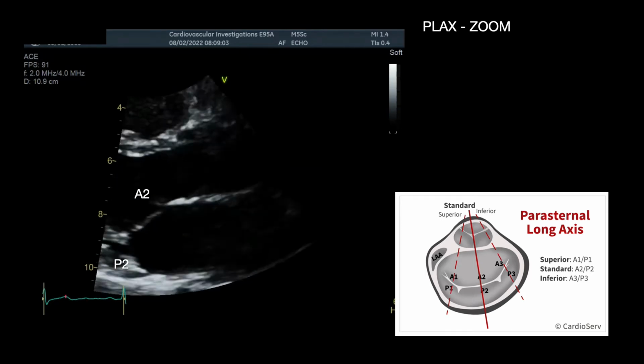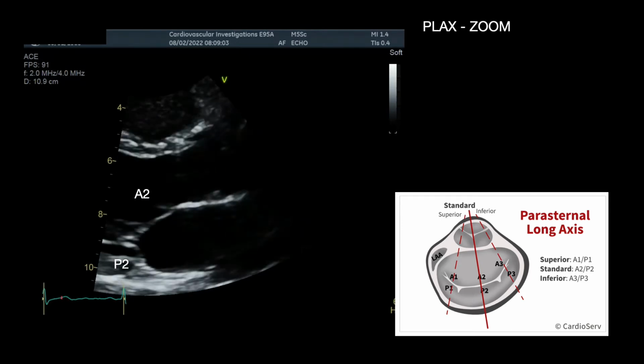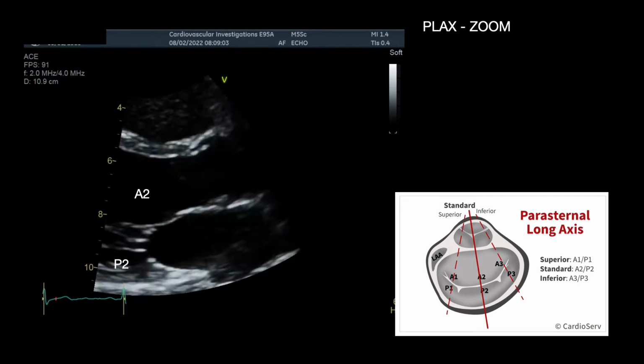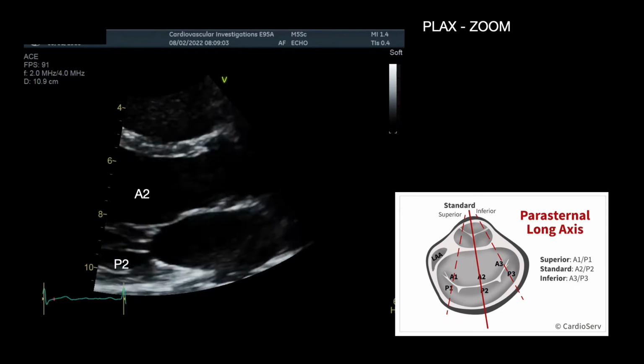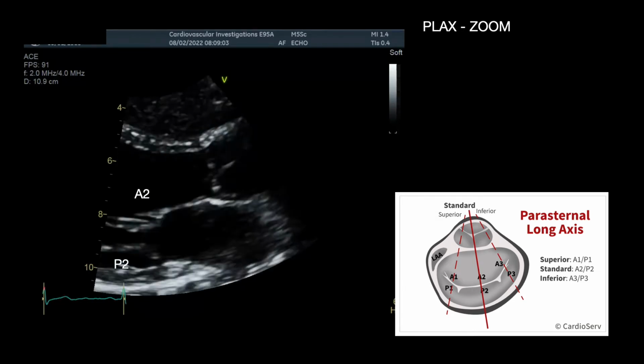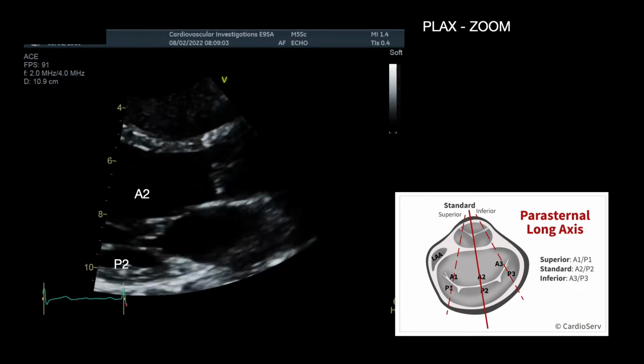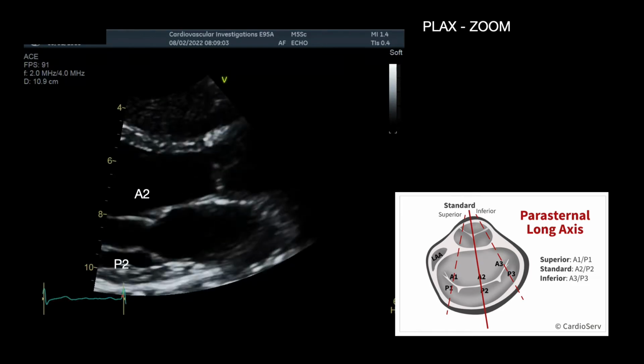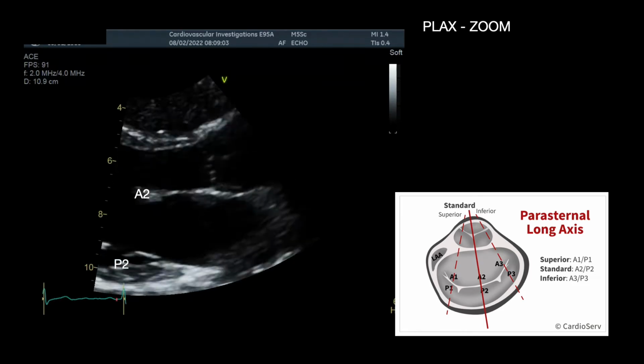Angling the transducer superiorly towards the RV outflow view will image A1 and P1, and angling the transducer more inferiorly towards RV inflow will image A3 and P3. So when I say pan through the valve in each of the views, that's what I mean.